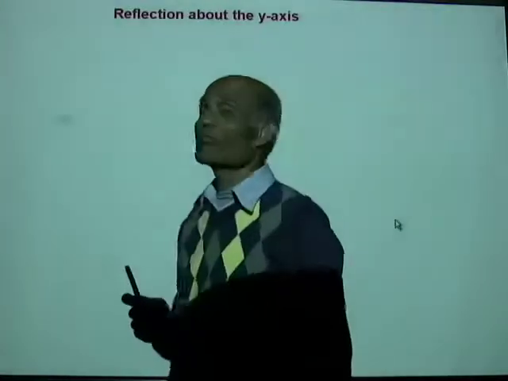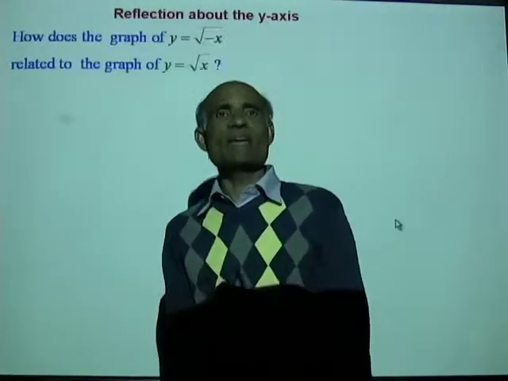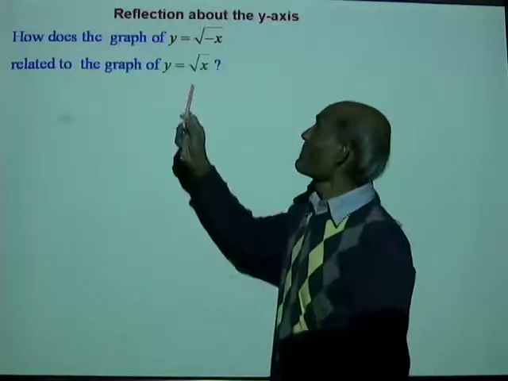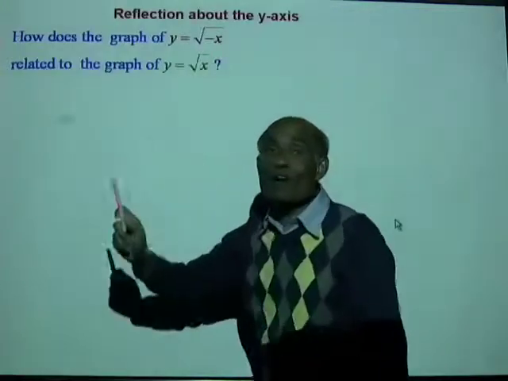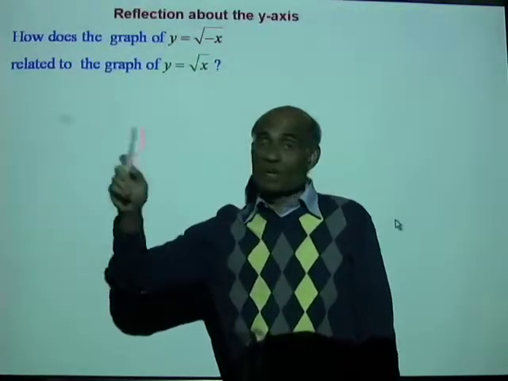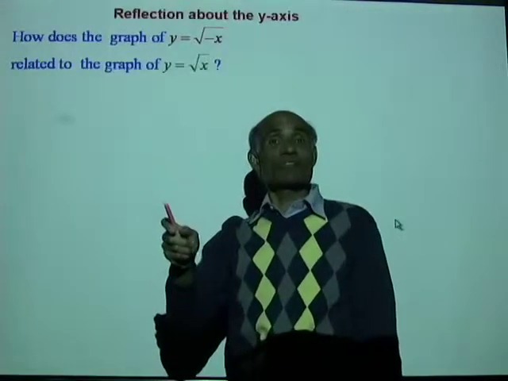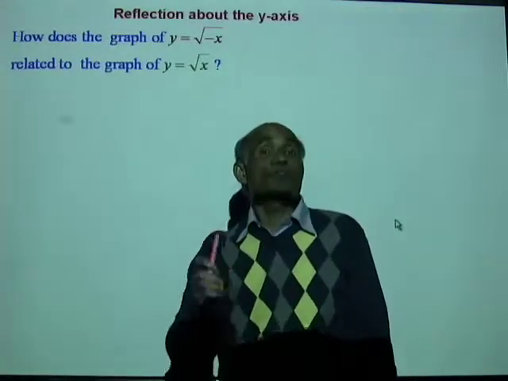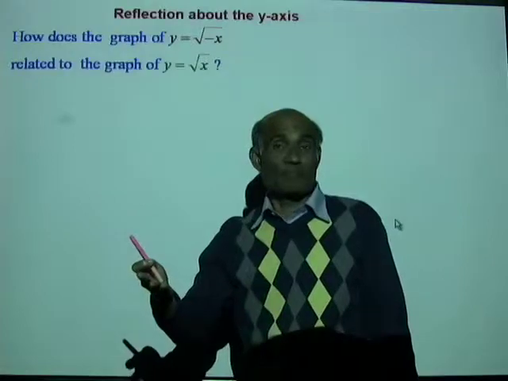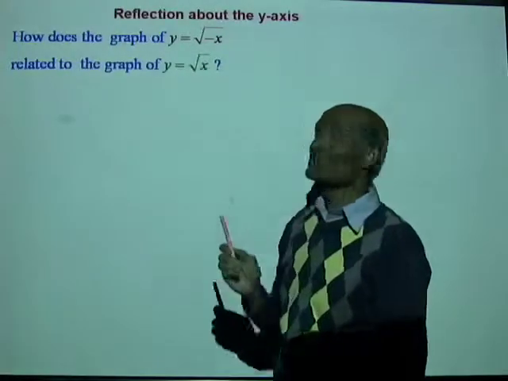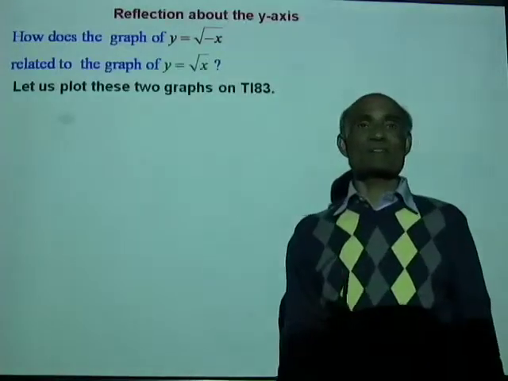Alright, let's look at reflection about the y-axis. When does reflection about the y-axis occur? Now, look at these two functions. y equal to square root of negative x. Now, I want you to understand the difference between negative square root x and square root of negative x. Alright? Now, how does this relate to the graph of y equal to square root x?